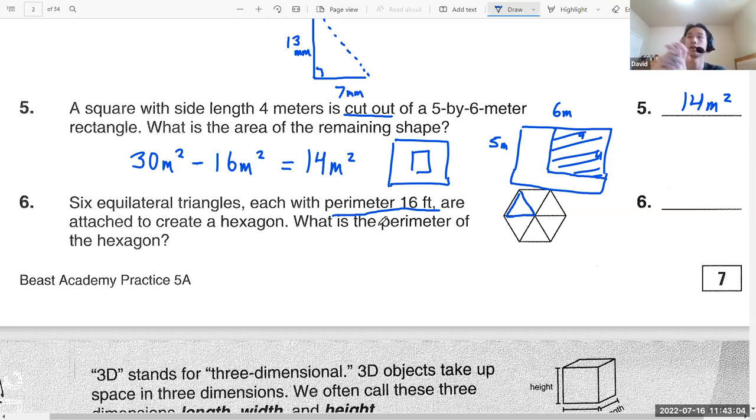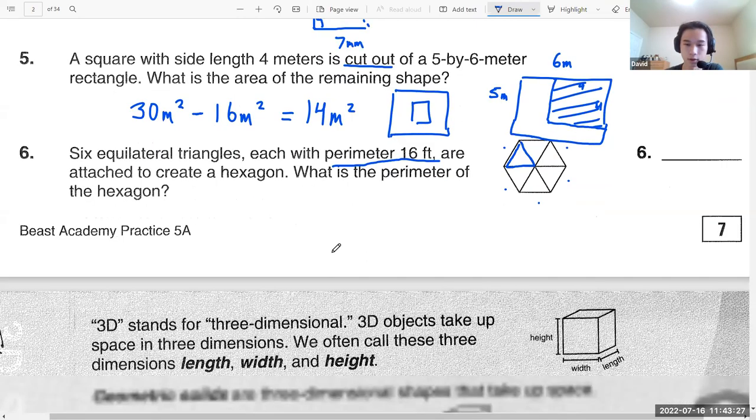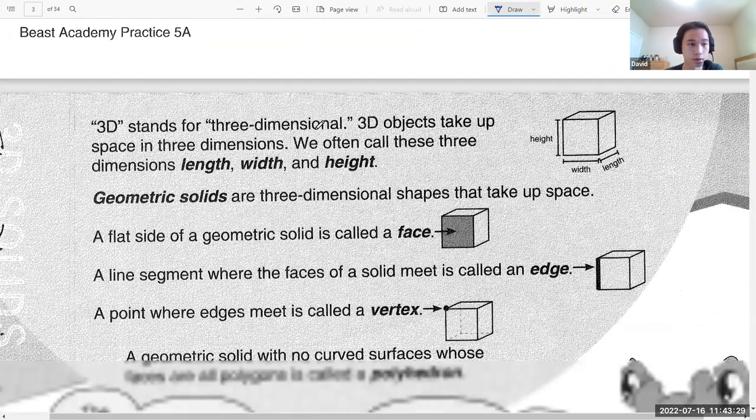And once you know the length of one side of the triangle, we have a hexagon. So that means six sides. 1, 2, 3, 4, 5, 6. Six sides. Once you get the length of one side of the triangle, that is one side of your hexagon. So you take that, multiply it by 6, and then that will be your perimeter. So hopefully that makes some sense to everyone here.